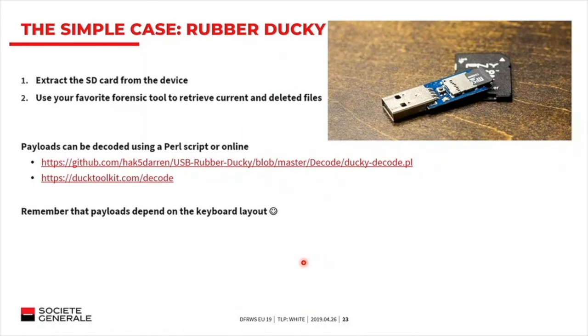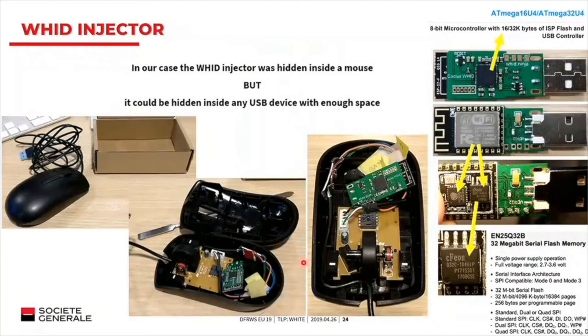And in this case, easy process, well played, finish, end of case. But in our case, the HID injector was hidden inside the mouse. And the component notification shows an ATmega Arduino-like microcontroller and a Wi-Fi module. We see here on the other side a Wi-Fi module with a shield.